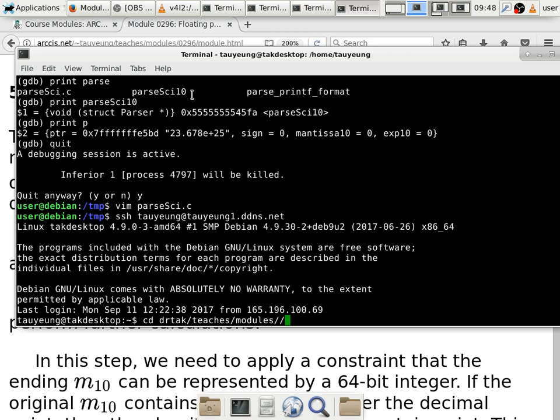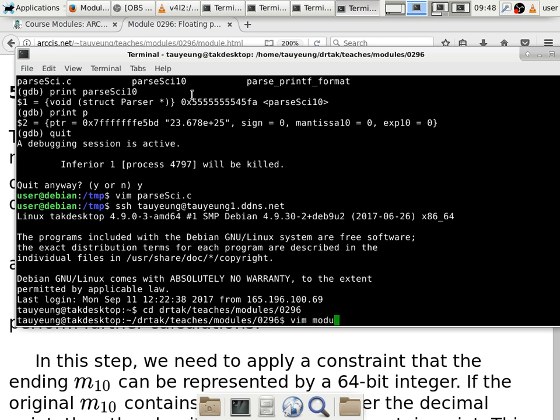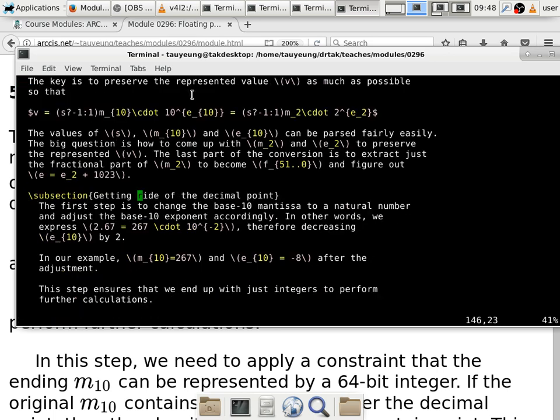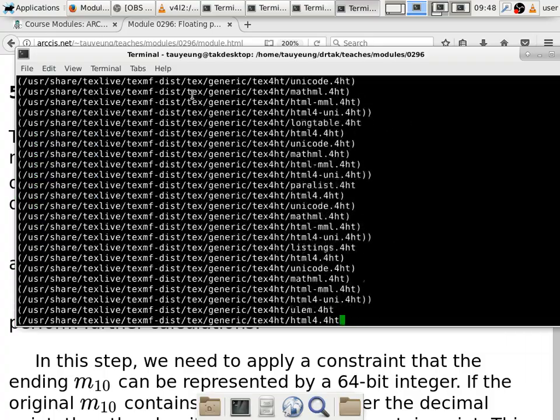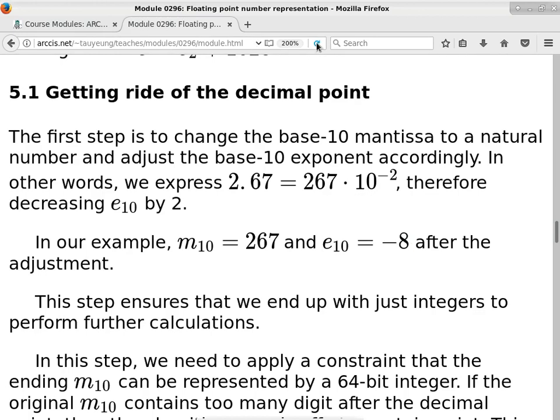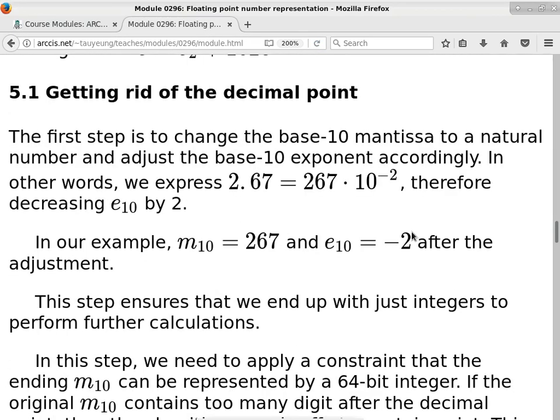And then we have the -8 here. That should be -2. There we go. We publish, and refresh. And voila. Fixed and fixed. Cool.